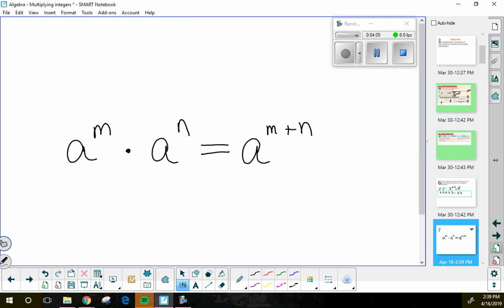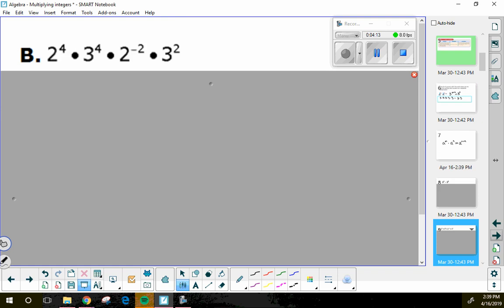I'm going to give you about 2 examples, and then we're going to switch to our whiteboard, and you're going to practice, okay? We just did that one. So if I have this one, write this down in your notes. Again, this one's not in your foldable. This is the only type that we're learning that's not in your foldable. So in your notes, you're going to write 2 to the 4th times 3 to the 4th times 2 to the -2 times 3 to the 2nd.